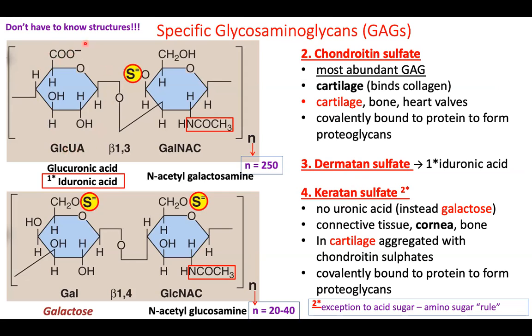I'm sorry, it's almost always an acid, right? Uronic acid in this case, like glucuronic acid. Keratan sulfate is an exception to that. Instead of this being an acid, I instead have galactose. So keratan sulfate is not made up of an acid, it's made of galactose, plus the N-acetylglucosamine. But the main thing is that it's special in the way that instead of an acid, it's replaced with galactose.